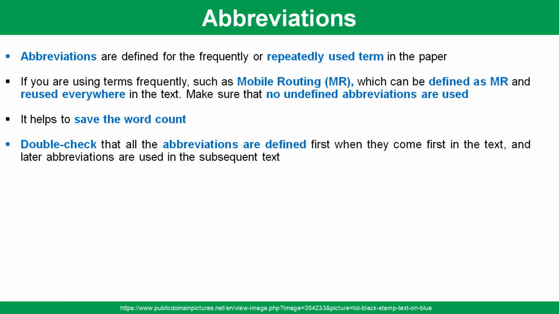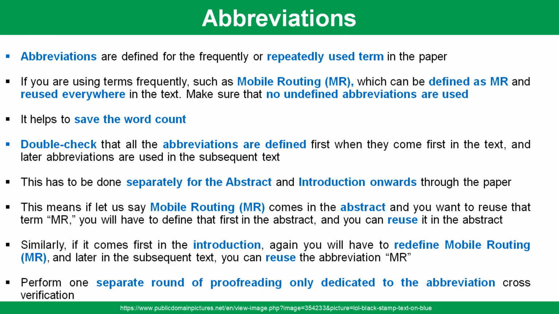Ensure that all abbreviations are defined when they first appear in the text and later consistently reused throughout the paper. Perform a dedicated round of proofreading to verify the accuracy and consistency of all the abbreviations. Perform a separate round of proofreading specifically dedicated to cross-verifying the usage and definition of abbreviations. This meticulous approach ensures that all abbreviations are correctly defined and consistently used throughout the paper.